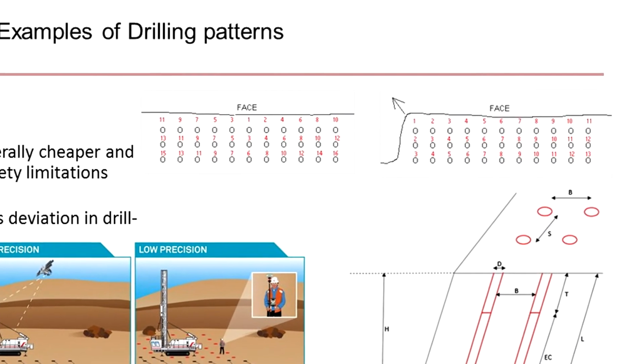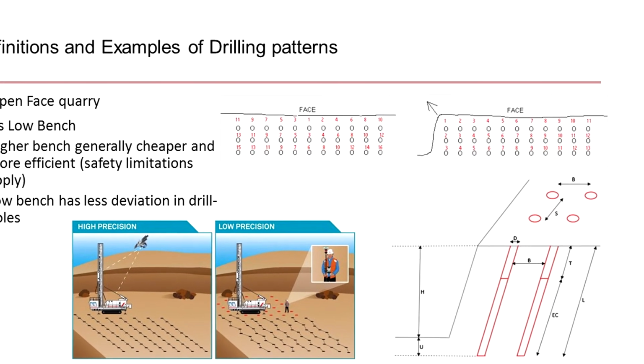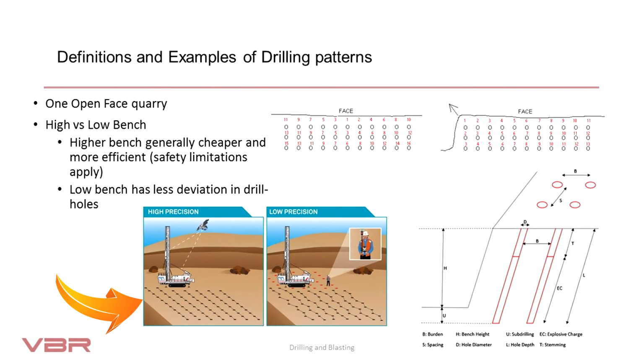As mentioned earlier, the accuracy of the drilling location will influence the effectiveness of the blasting. Nowadays, drilling with GPS-equipped machines is preferable and less time-consuming than locating by hand. These elements relate to open-face quarries. Even though higher benches provide generally cheaper solutions, as mentioned, government safety agencies limit the height for safety reasons. In lower benches, there is as well less risk of deviations in drill holes.